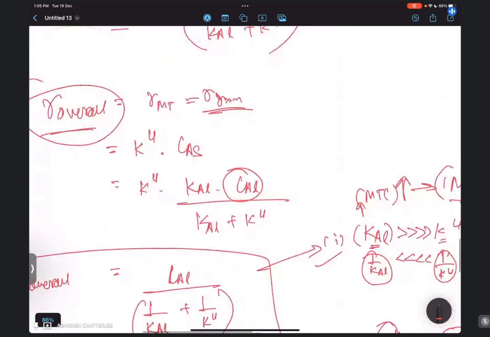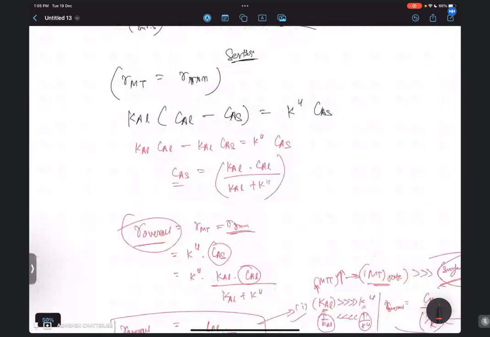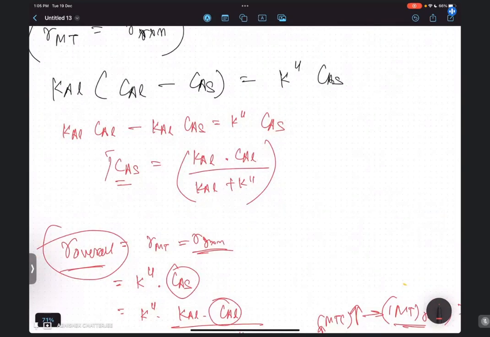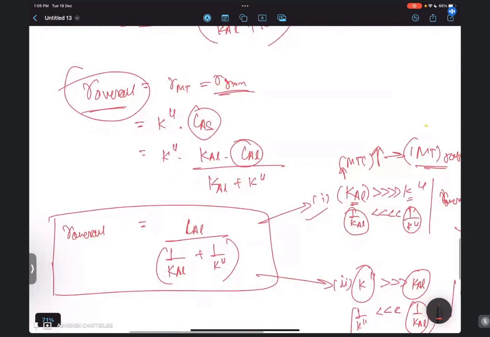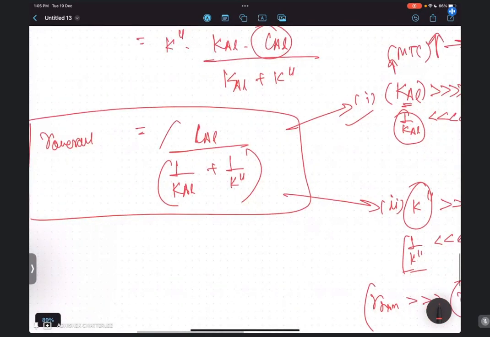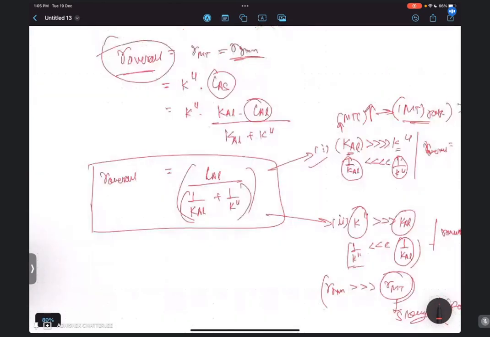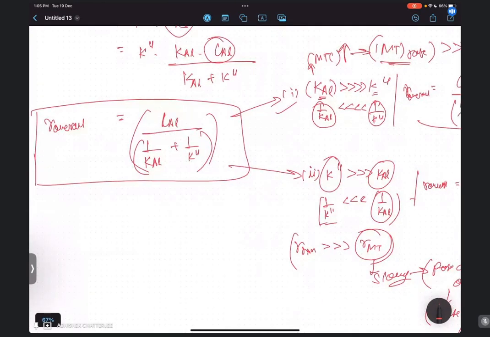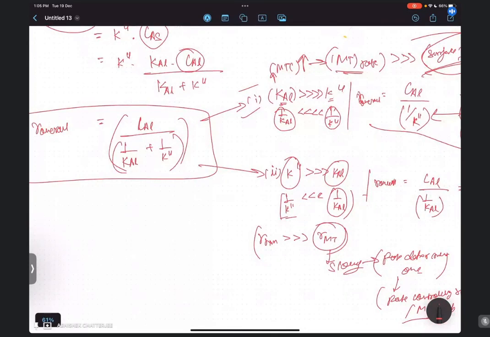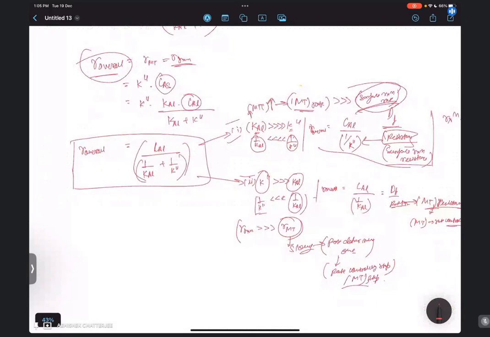This surface concentration is your unknown quantity, because you don't know what the concentration will be at the surface after the diffusion. So the first step is that you make this the subject, equate both the rates, and find out the value of your surface concentration. Once you find the surface concentration, you substitute it in the R overall and you find this kind of equation. Now from there, based on the cases that will be given to you, either this case or this case, you can directly say which step is your rate controlling step.